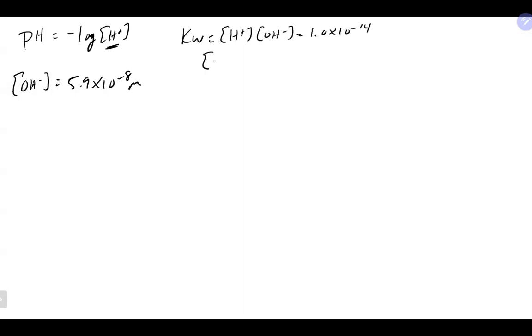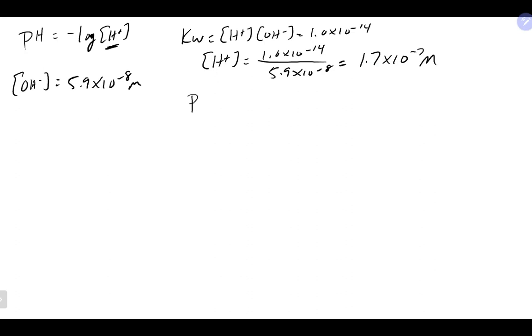So doing that, our H plus concentration would equal 1 times 10 to the minus 14 divided by the OH minus, which is 5.9 times 10 to the minus 8. That gets us about 1.7 times 10 to the minus 7, I believe. We now have the actual H plus concentration, which is what we need.